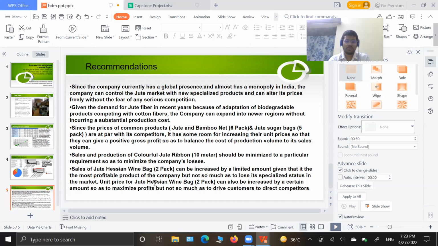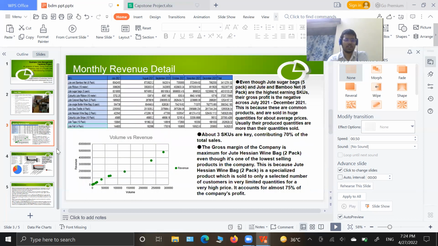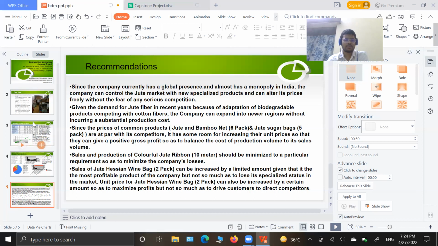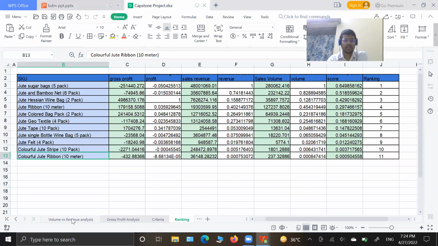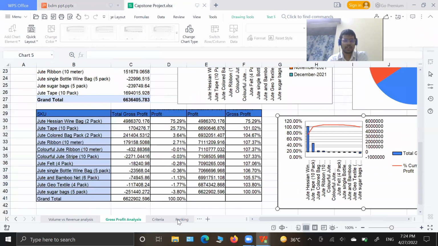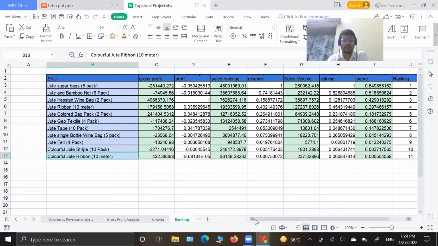Unit price for the jute Hessian wine bag 2 pack can also be increased by a certain amount so as to maximize profit, but not so much as to drive customers to direct competitors. So this is the same thing that I said. So this was my analysis and observations from the company. This data I collected here. You can see every data. This was the data I collected from the production manager of the branch. So this was my project. Thank you.